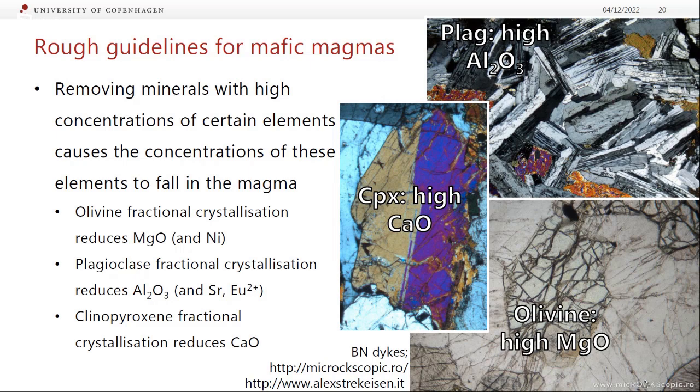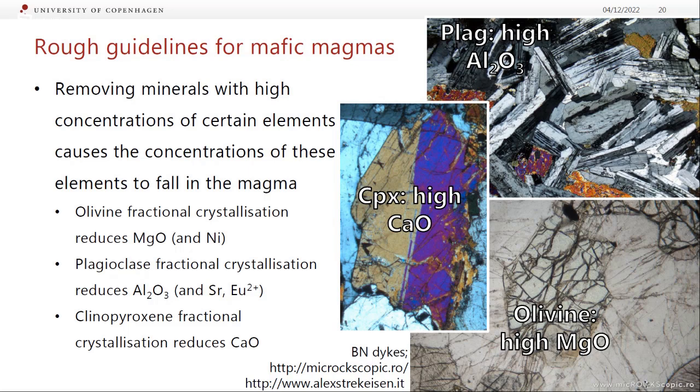So just some really rough guidelines here: if you remove minerals which have high concentrations of certain elements, then those elements are going to fall in concentration in the magma as it continues to differentiate. Plagioclase has really high aluminium, so if we're removing it, aluminium's going to fall. Clinopyroxene has really high calcium, so calcium's going to fall. And if we remove olivine, which has high MgO, then the MgO is going to fall.